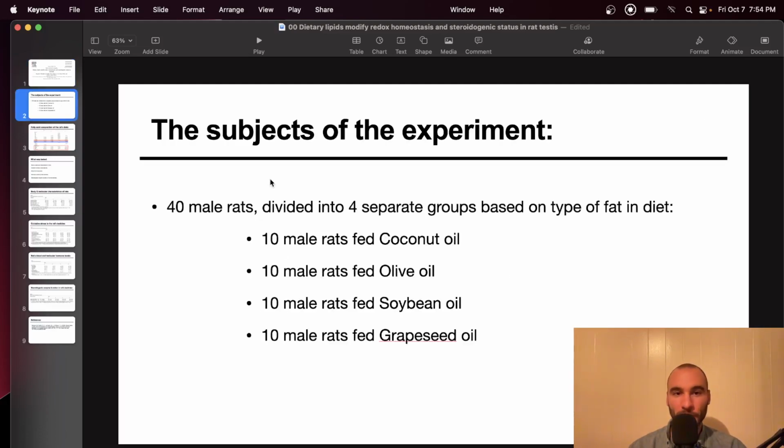They start with the experiment. They basically took 40 male rats. They divided them into 4 separate groups. Their diet and everything was the same. The only thing that changed was the fat content in their diet. So 10 male rats were fed coconut oil, 10 male rats were fed olive oil, 10 male rats were fed soybean oil, and 10 male rats were fed grapeseed oil.